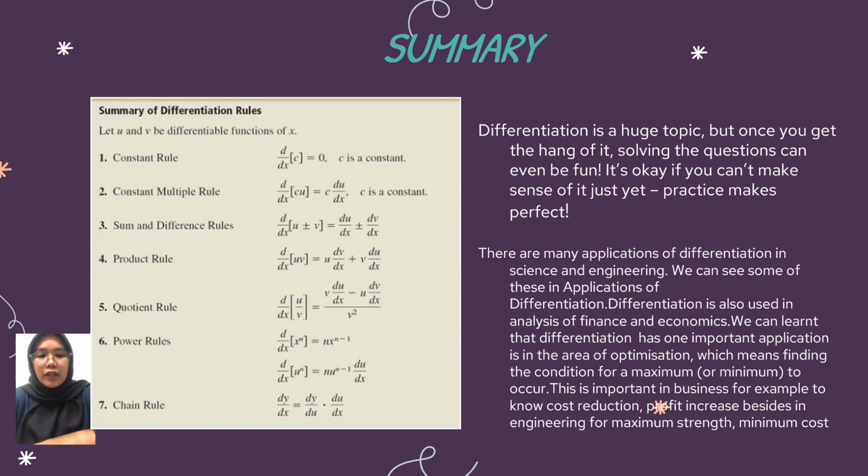We can learn that differentiation has one important application in the area of optimization, which means finding the condition for a maximum or minimum to occur. It is important in business, for example, to know cost reduction and profit increase. Besides, in engineering, it is used for maximum strength and minimum cost.